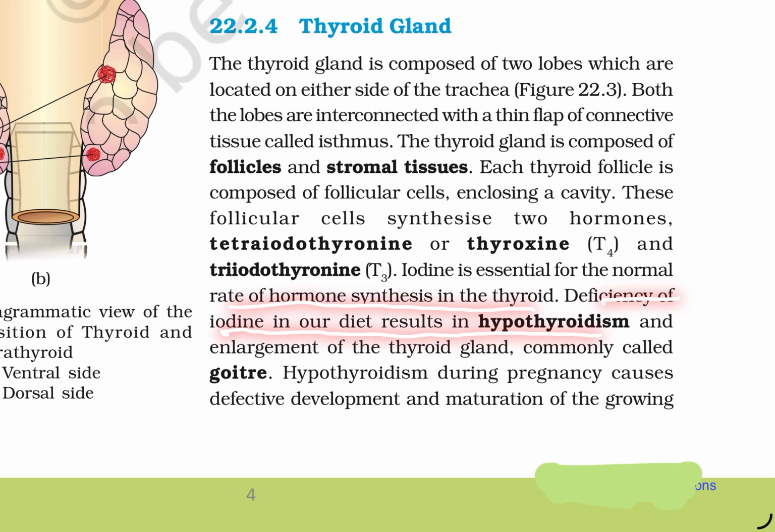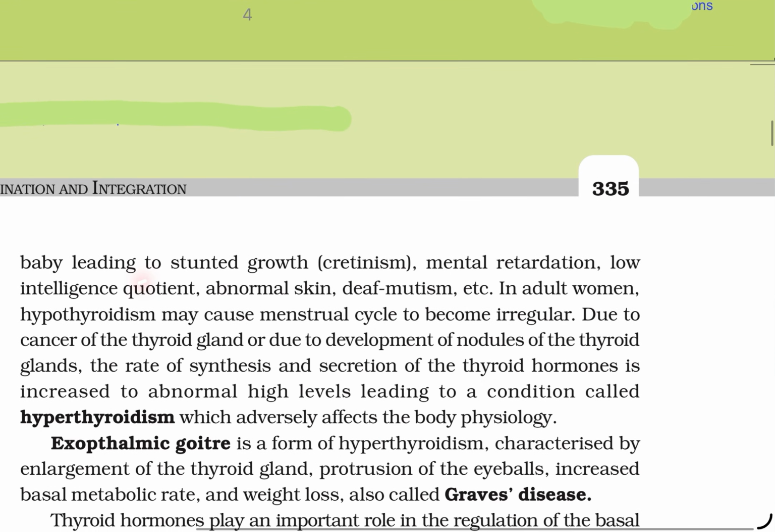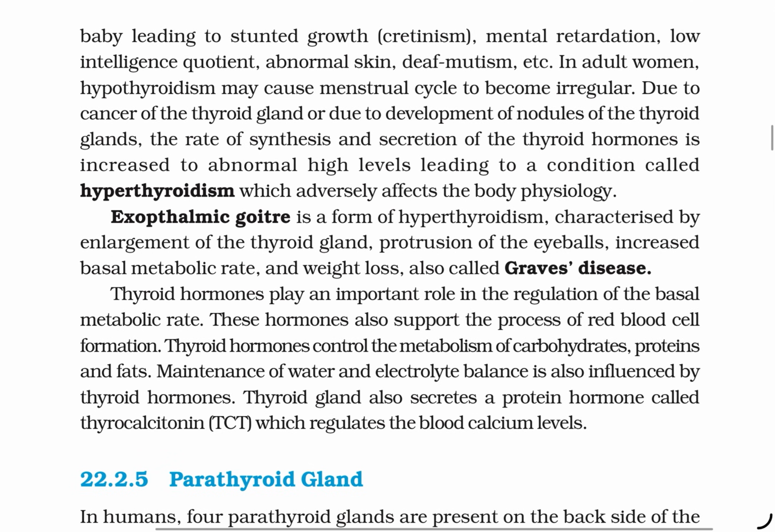Deficiency of iodine in our diet results in hypothyroidism and enlargement of the thyroid gland, commonly called goiter. Hypothyroidism during pregnancy causes defective development or immaturity of the growing baby, leading to stunted growth, or cretinism, mental retardation and low intelligence quotient, abnormal skin, and deaf-mutism. In adult women, hypothyroidism may cause menstrual cycles to become irregular, due to cancer of the thyroid gland or due to development of nodules on the thyroid gland.